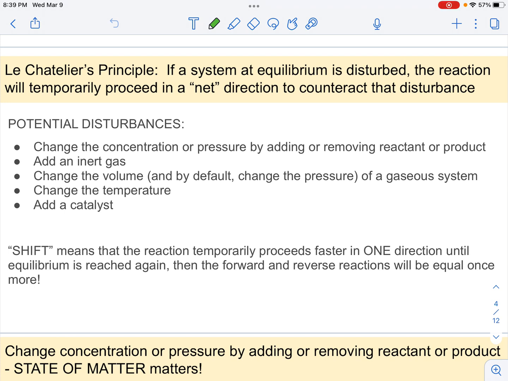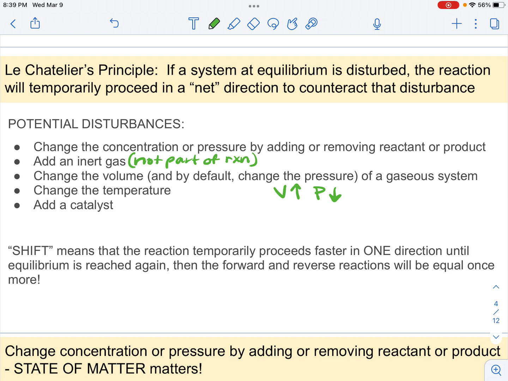Some of the disturbances you should have encountered in your learning targets are changing the concentration or the pressure by adding or removing a substance that's part of the reaction, or adding a gas or an inert substance, something that's not part of the reaction. This is key: it doesn't really have to be an inert gas, it could be adding something that's not part of the reaction. You can change the volume, which, remember from gas laws, changes the pressure. As volume increases, the pressure of the gases inside the container decreases, so we want to keep that in mind. And then you can change the temperature and you can add a catalyst.